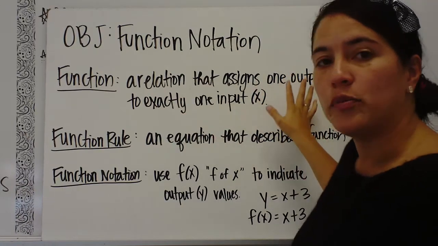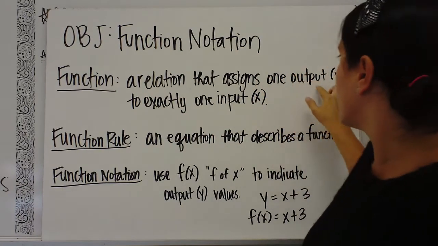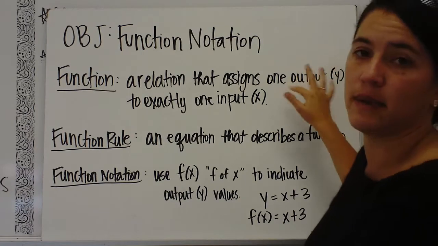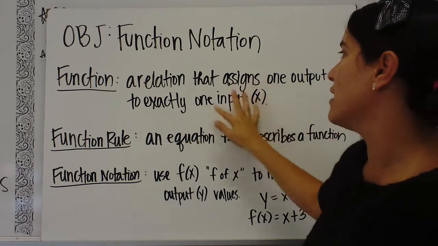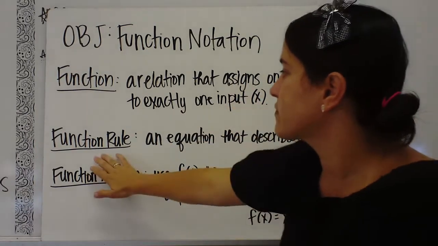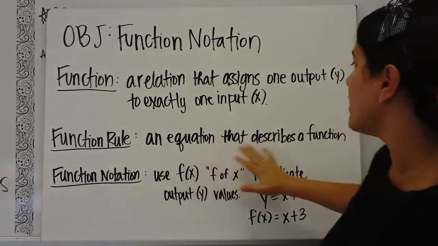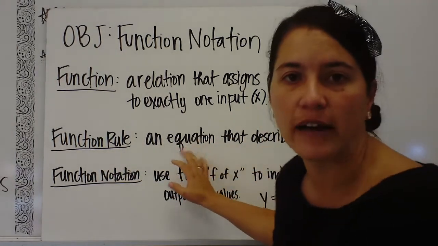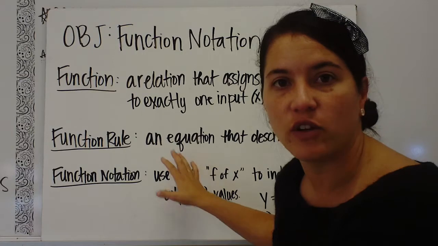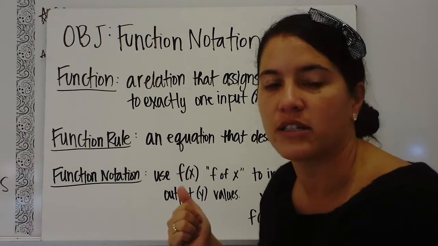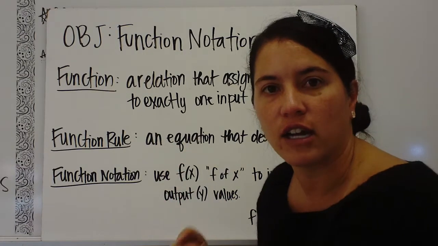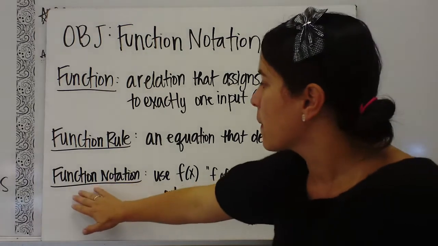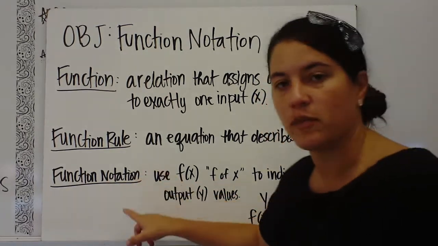So when you hear output, y value, that's also going to be your dependent, and your independent is going to be your input. Function rule: an equation that describes a function. So we've also practiced writing equations when you're given an input and output, and we've practiced in a calculator and writing input-output equations. Function notation, so here's the new part.